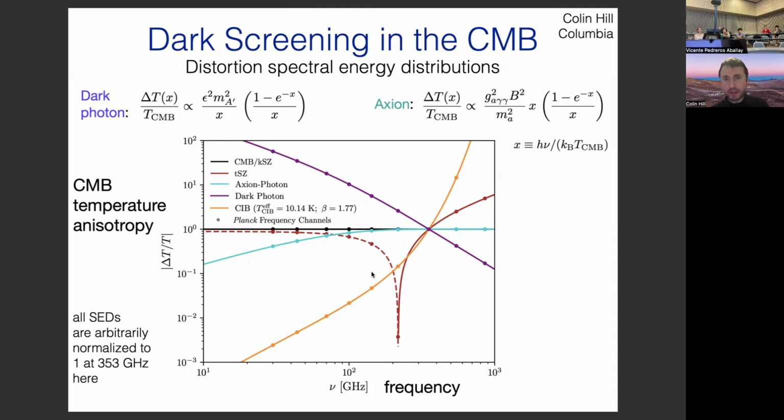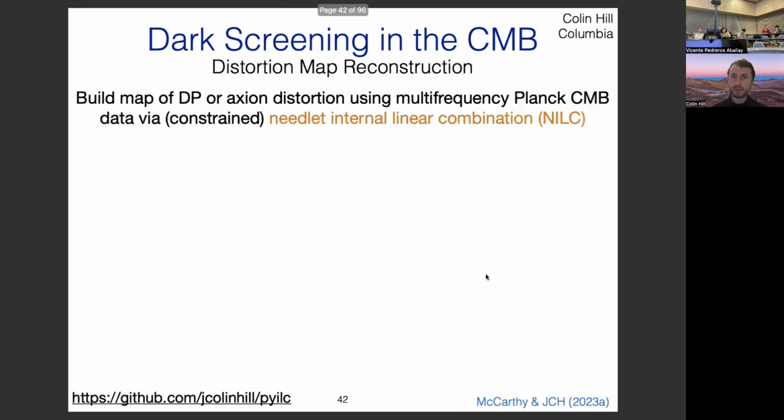For comparison, some of the other signals in the microwave sky are shown as well. So the thermal Z effect is in dark red. It has a famous zero crossing at 217 gigahertz. And then an important contaminant for us is going to be the cosmic infrared background, which is just dust emission from other galaxies in the universe. And that has a very steeply increasing spectrum with frequency. But the beautiful thing is that all these signals have different frequency dependence. So if you have multi-frequency CMB data, you can try to isolate them and make maps of them.